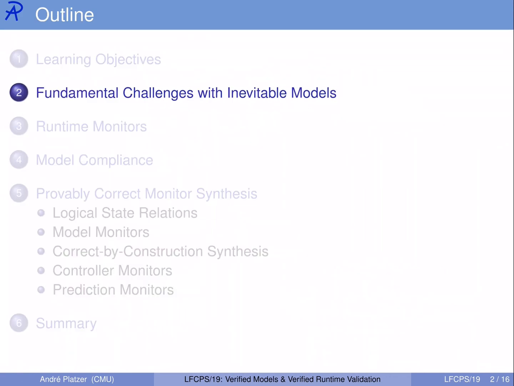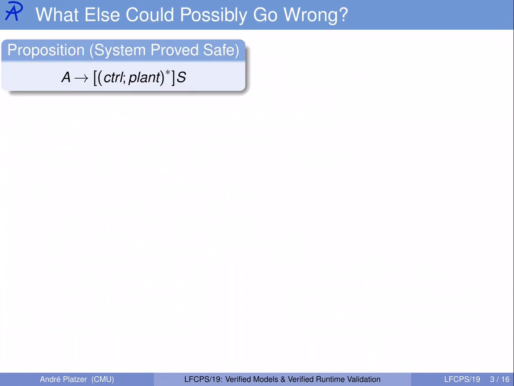Well, let's get started. Let's first understand the fundamental challenges with inevitable models. Imagine you've proved in differential dynamic logic the safety of a system, that whenever you start in a state where the formula A is true, then all behavior of a system model that repeatedly will first run the control and then the plant, no matter how often it has done that, still the system is safe no matter what. That's, of course, an extremely strong, compelling thing to write home about, that this is proved.